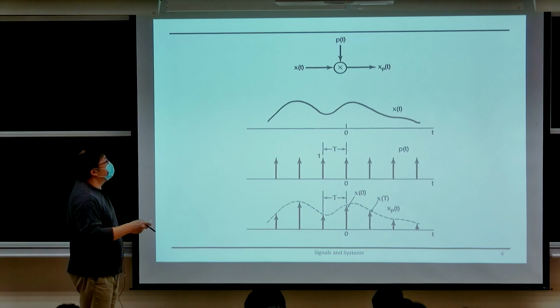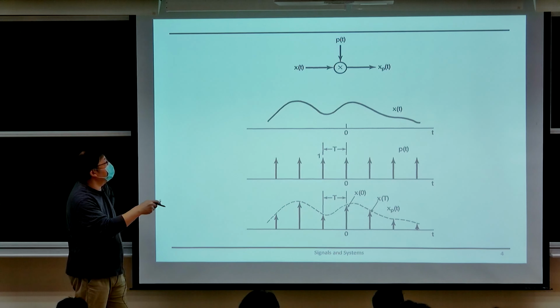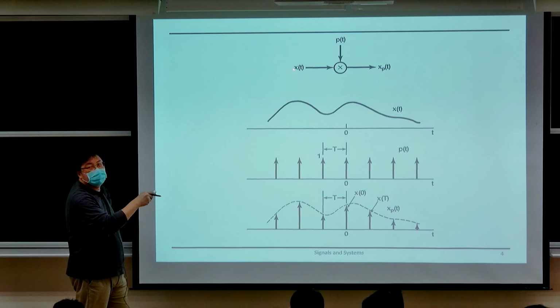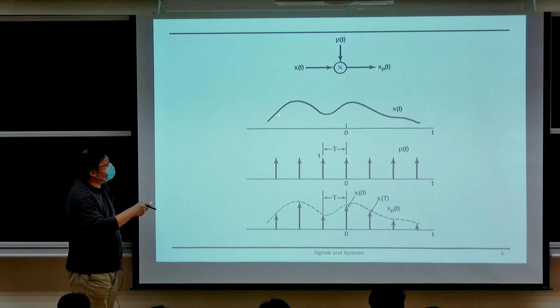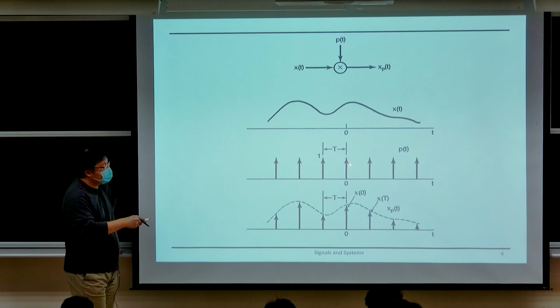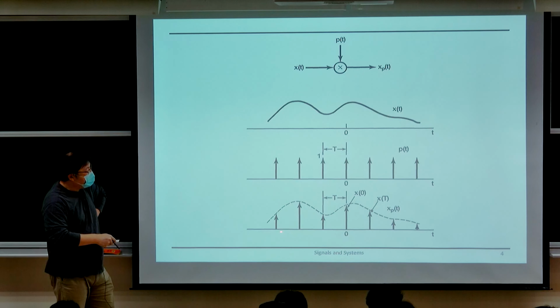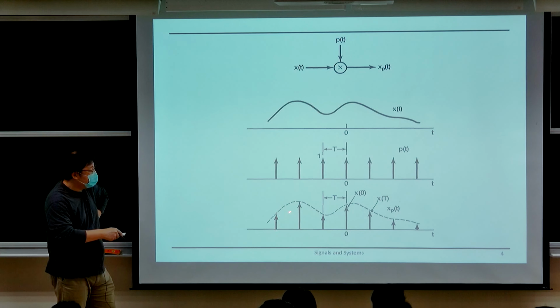Now you can visualize the operation that we just mentioned as follows. First we take a signal x of t and multiply it with an impulse train p of t. Suppose x of t is some continuous time signal like this, and p of t is this impulse train, separated by capital T. Then you would get x sub p of t that would look something like this. So this is also a bunch of equally spaced impulses, each one scaled by the value of x at that point.